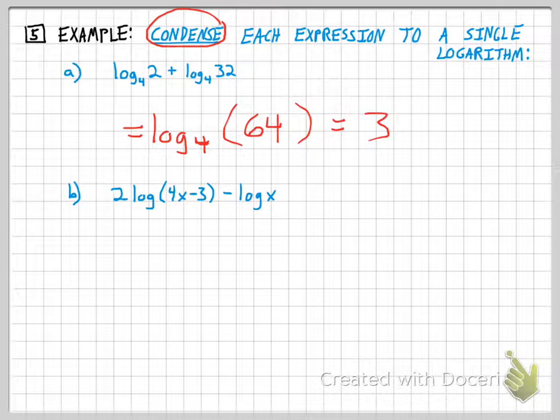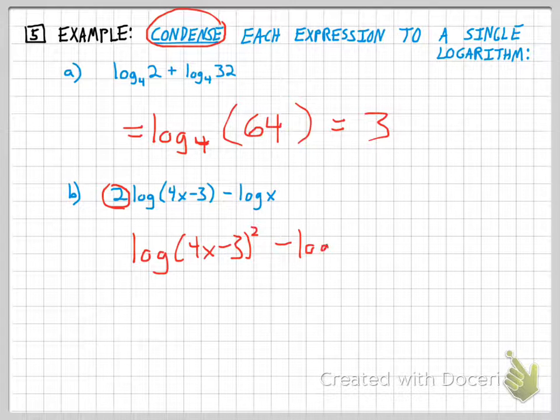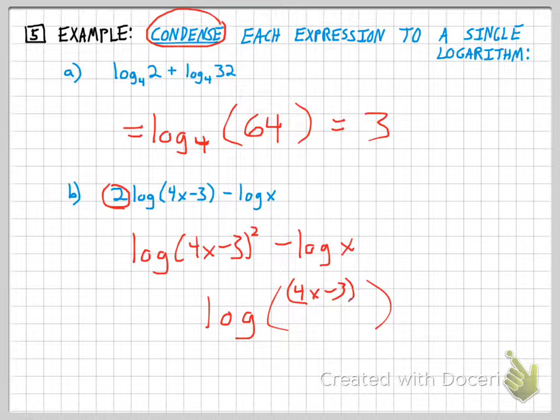Alright, our second example here, there are two logarithms. Notice I have a coefficient in this one, and instead of keeping it there, I'm going to rewrite that as a power. So that's really log of 4x minus 3 squared minus log of x, and when I have the difference of two logs, I can come up with a single logarithm. It's going to be 4x minus 3 squared on the top and x on the bottom. In all these problems, your final answer will be a single logarithm, and what's inside the logarithm will be products and quotients and powers.